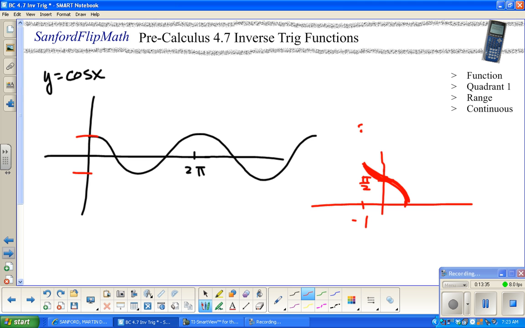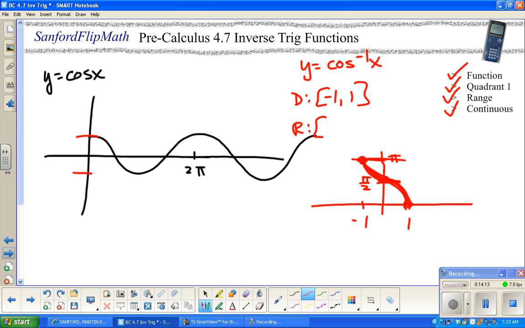Okay, so what did we end up with? Well, we ended up with from 0 to pi. Okay, so let's just double check our conditions. Is it a function? Does it pass the vertical line test? Yes. Does it include from 0 to 90 or 0 to π/2? Yes. Does it include all of the range from the original, which was from -1 to 1? Yes. Is it continuous or connected? Yes. Okay, so this is it. This is again for inverse cosine. Okay, so for y equals inverse cosine, the domain is -1 to 1. The range is, this is weird, 0 to pi, also known as 0 to 180.